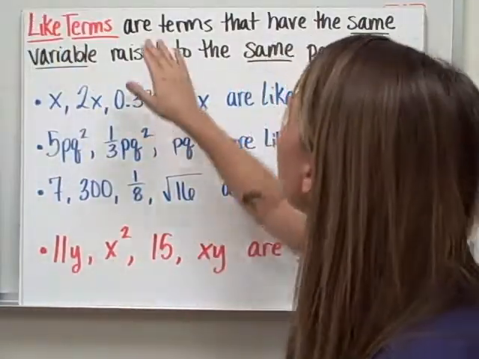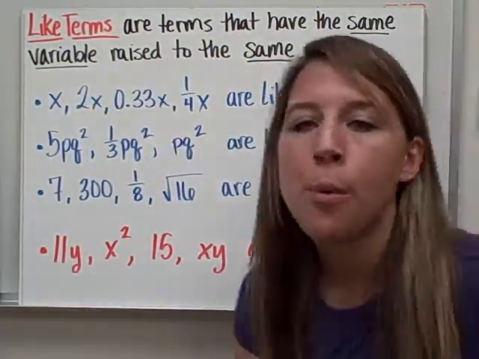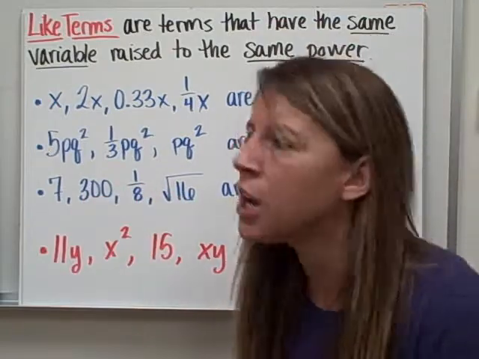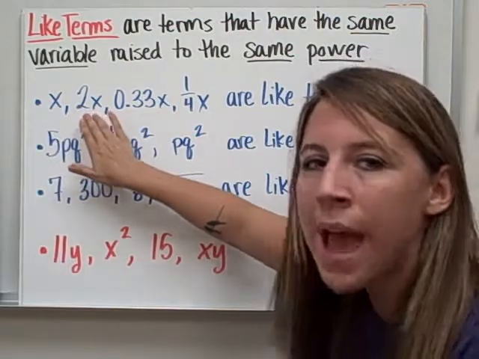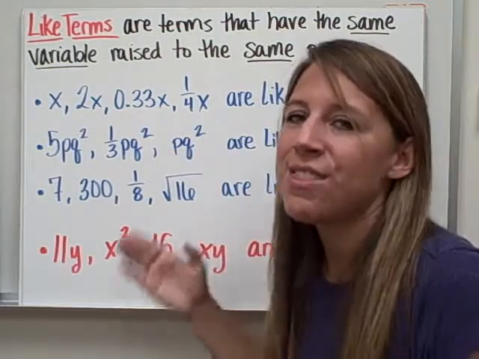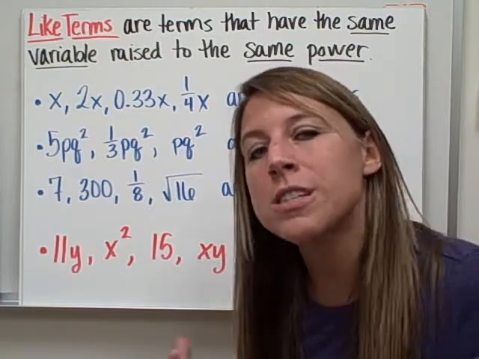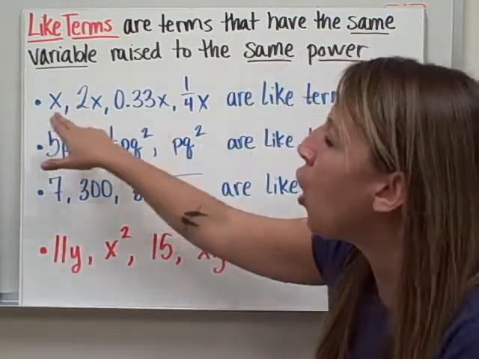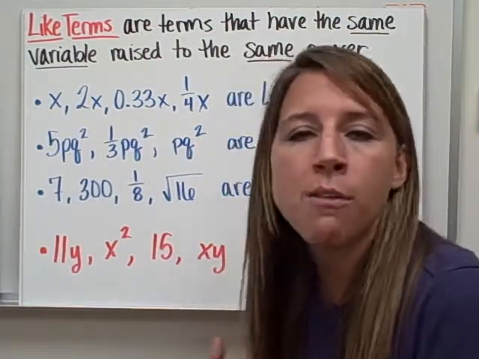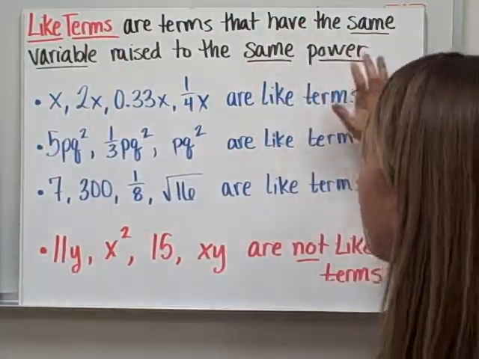Like terms are terms that have the same variable raised to the same power. Both things must be true. So here are some example sets of like terms. If I have x, 2x, 33/100ths x, 1/4 x, they all have x. And x is technically raised to the first power here, but we don't see that. But they're all the same variable raised to the same power. The coefficients are different, but the coefficients aren't part of the definition for like terms. You need the same variable raised to the same power.